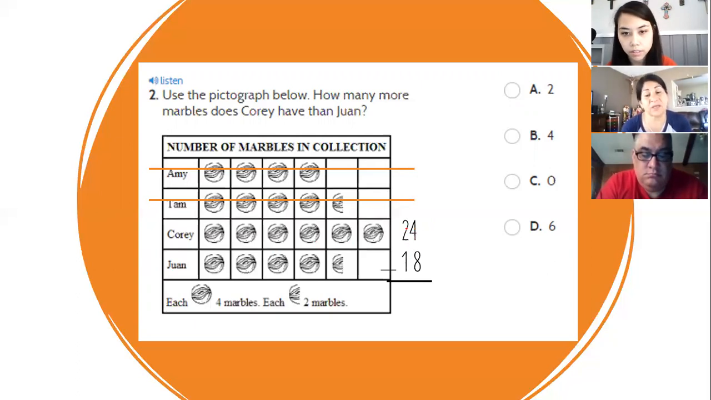I can't subtract 8 from 4, so I have to regroup. That 2 becomes a 1, and the 4 becomes a 14. So 14 take away 8 is 6. And 1 take away 1 is nothing, so D is my answer.